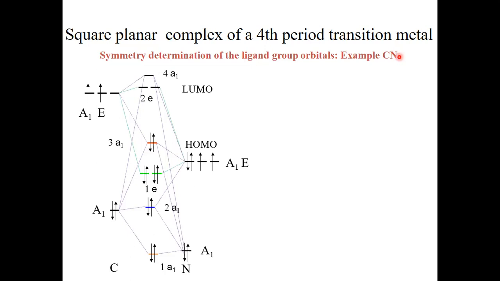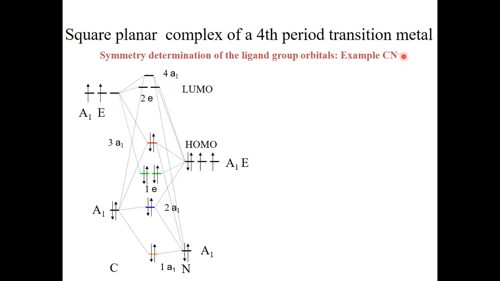Like the carbonyl ligand, the cyano ligand is a linear molecule belonging to the point group C infinity v, and nitrogen is the neighbor atom to oxygen. Therefore, our molecular orbital diagram for the cyano ligand looks very similar to the molecular orbital diagram of our CO ligand.